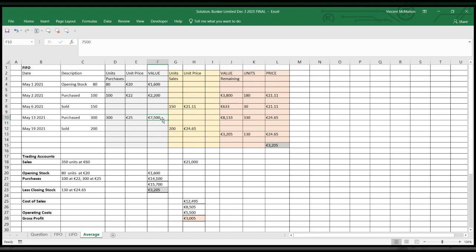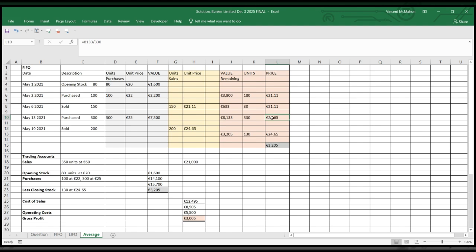Next thing, we bought 300. Cost or value of that is 7,500. What we do, we add the 7,500, cost of what we just bought or purchased, add it onto what we had, 633. The total valuation now of our stock is 8,133. How many units do we have? We had 30, we just bought 300, we've 330. We get the average value or average price. 8133 divided by 330, €24.65.